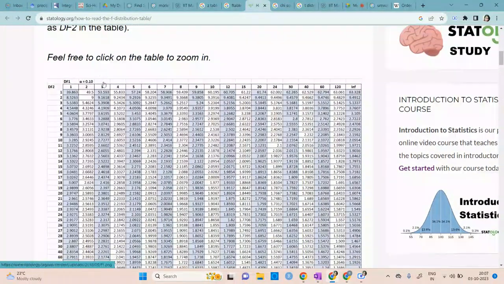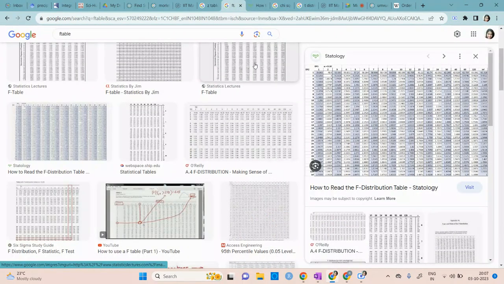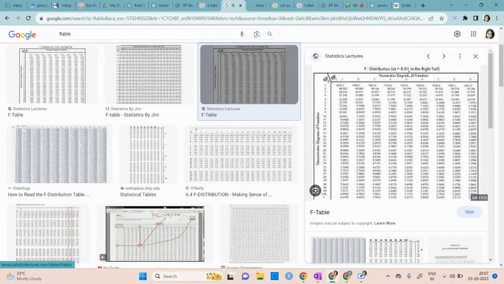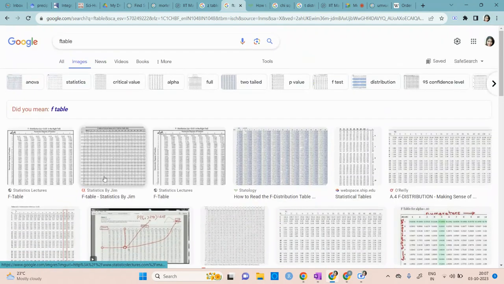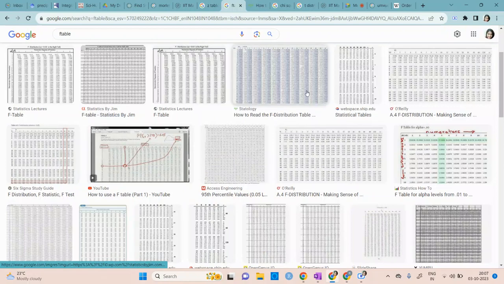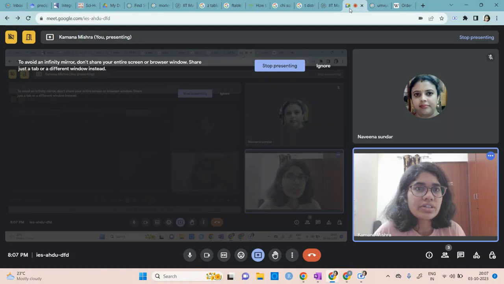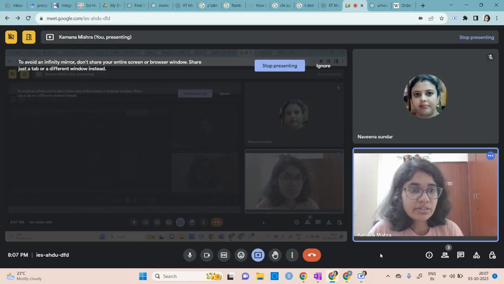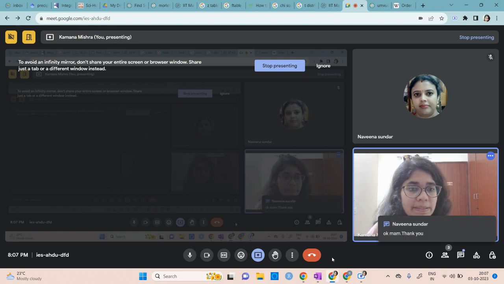So you need to check what alpha is given. Here alpha is 0.01, that means a 99% confidence interval, and here alpha is 0.05, that means, sorry, this one is 95%. So depending on that table you can find it. Is that okay? Okay, cool.